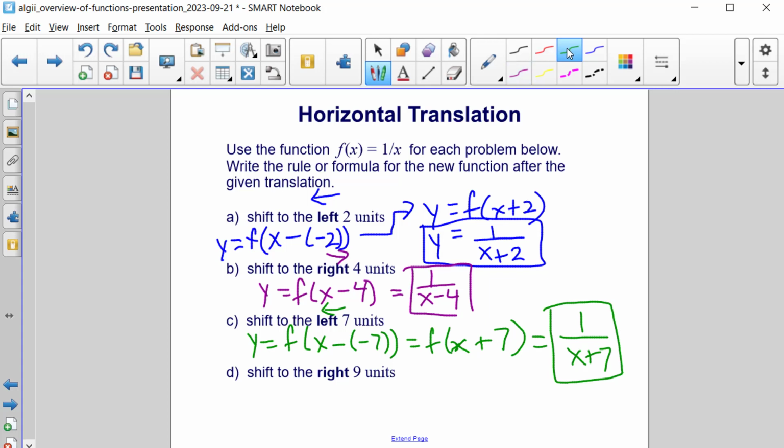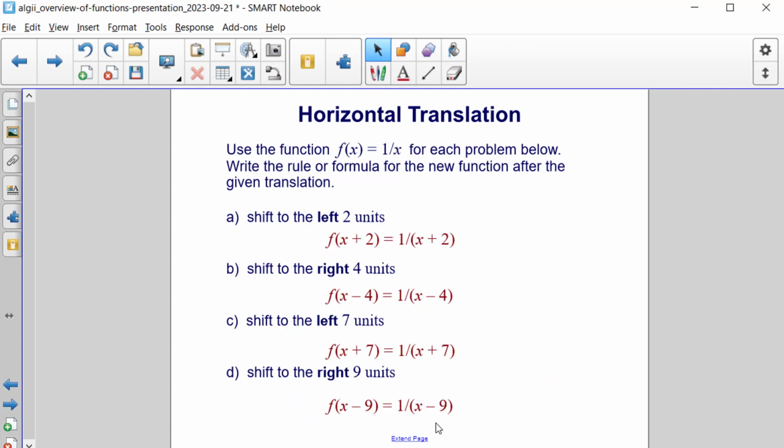Now let's look at the last problem that we have. We are going to shift the function to the right 9 units. So right direction is this way. We're going to have y is equal to f of x minus 9. And now we can take the x minus 9 and substitute it in for x in our parent function to get 1 over x minus 9.